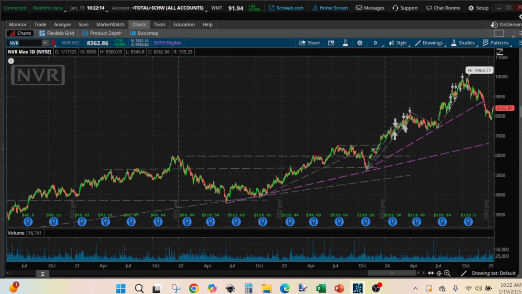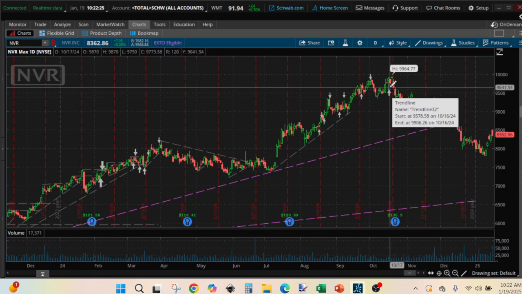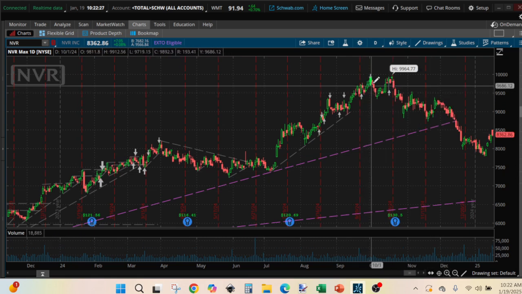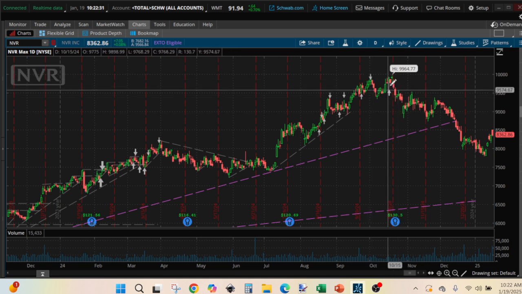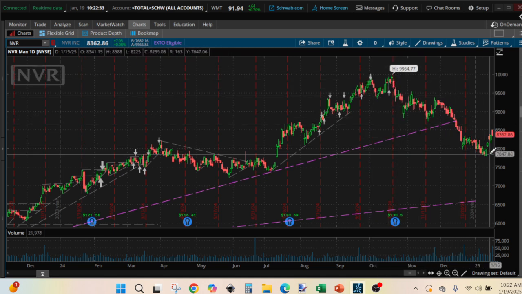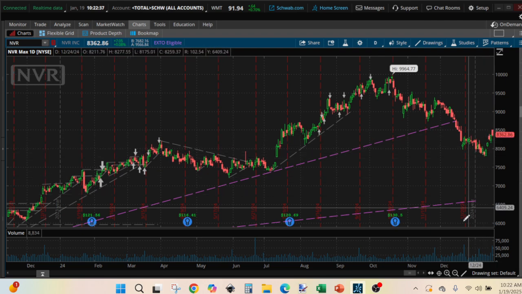NVR, we purchased it while it was higher up. The arrows facing up show you where we bought, and the arrow on top facing down shows you where we sold. We bought it there, we sold it there. We bought it there, it went up and then went down, and has been going down. So the actual line ended, and we are just going to keep observing it.